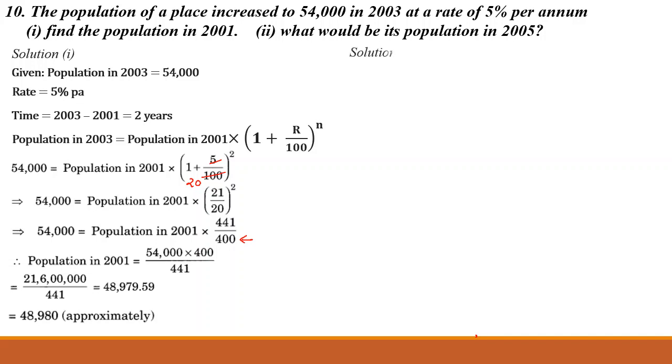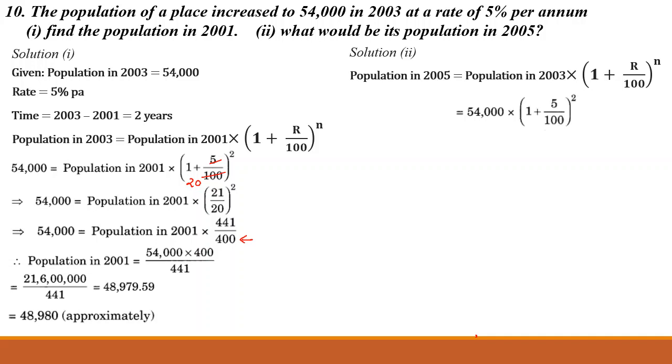To calculate the solution of the second part, we will consider that the population in 2005 will be equal to the population in 2001 multiplied by (1 + r/100) to the power n. After substituting the values, it gives 54,000 multiplied by (1 + 5/100). Once again this will get simplified. 5 ones are 5, 5 twos are 10, so 20 times. Further, it becomes 21 by 20.